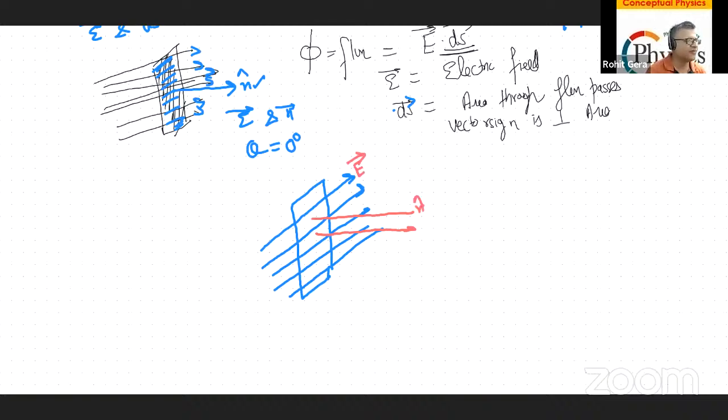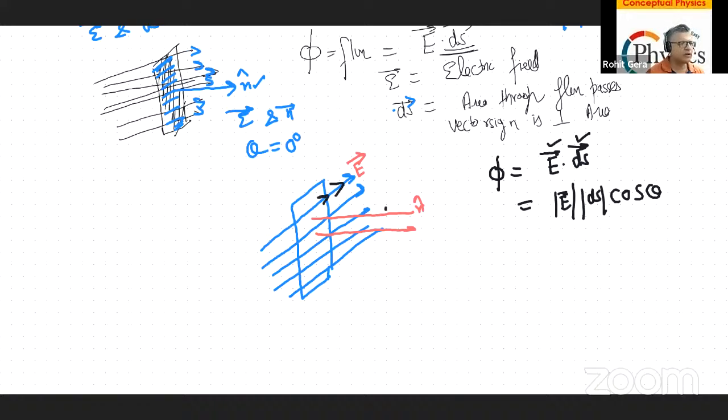Right. If I have to find the flux now, what do I do? The flux is given by the dot product of E and area, which is equal to magnitude of E multiplied by magnitude of area multiplied by cos of the angle between the area vector and electric field vector. Electric field vector is in this direction. The area vector is in this direction. How do you find the direction of the area vector? By drawing a normal to the area. What is the angle between them now?